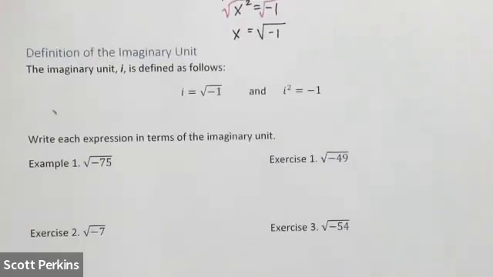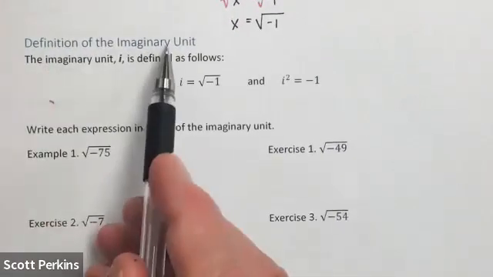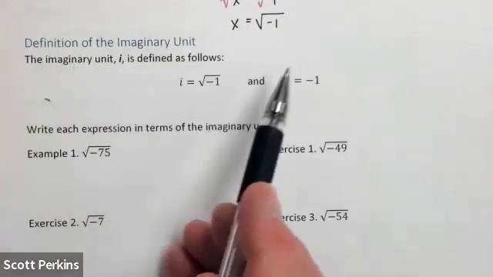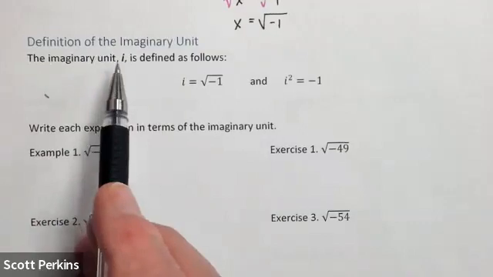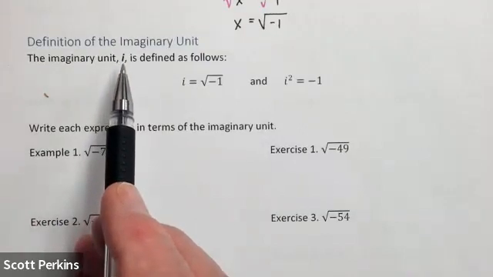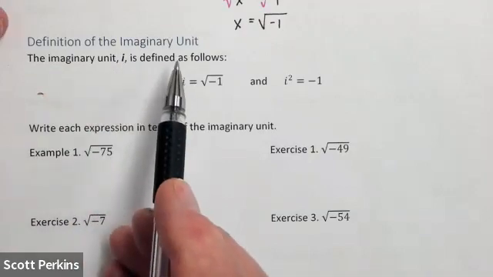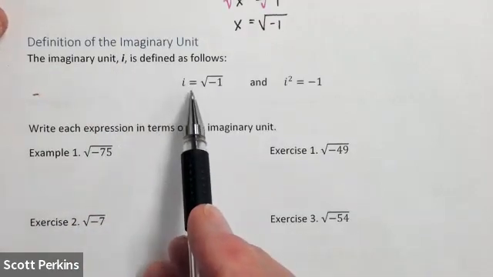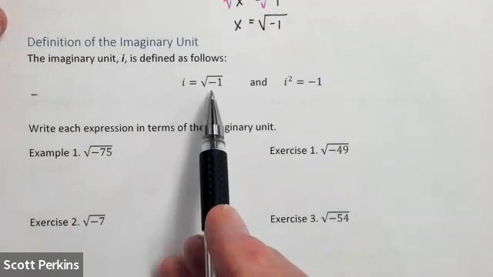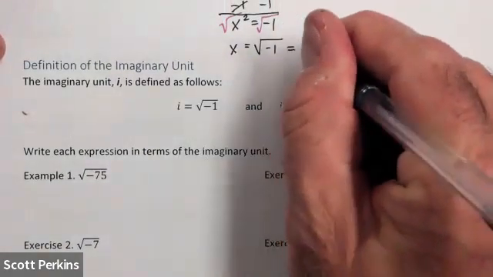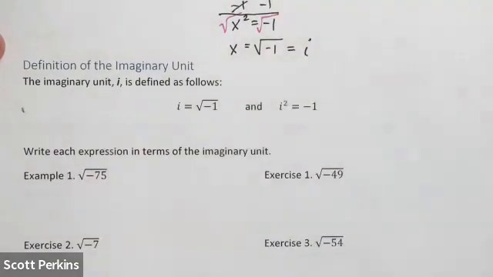That's where we get the next thing, which is the definition of the imaginary unit. This is the new material for the day. This little blurb right here. The imaginary unit is i. I for imaginary unit. The imaginary unit is defined as follows: i is equal to the square root of -1. Basically, what we're saying is that i is the solution to that original equation.